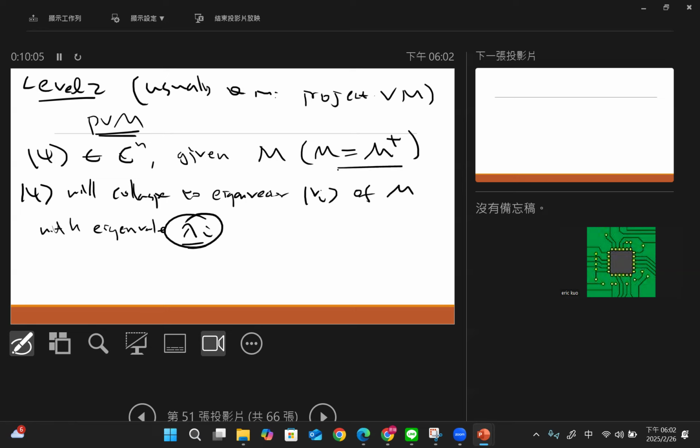So this is why Hermitian is important, because this lambda i is some result that you will measure in the lab. So lambda i must be real, right? Otherwise there is a contradiction.